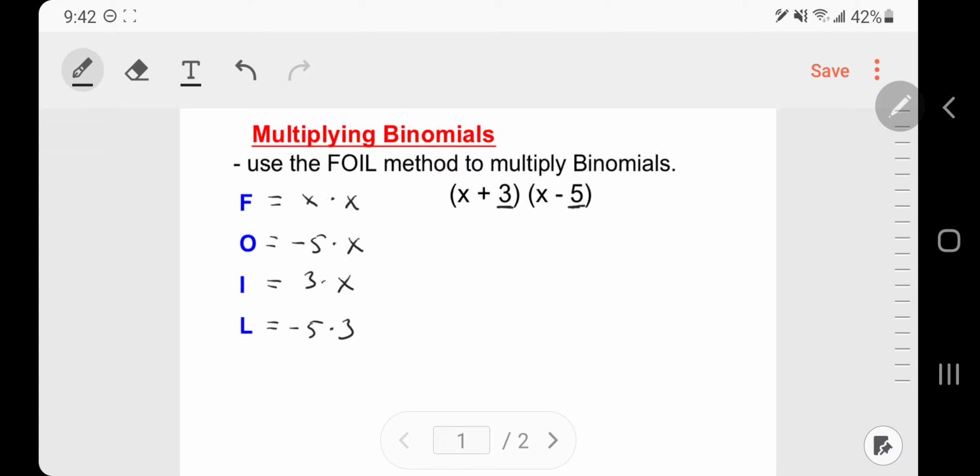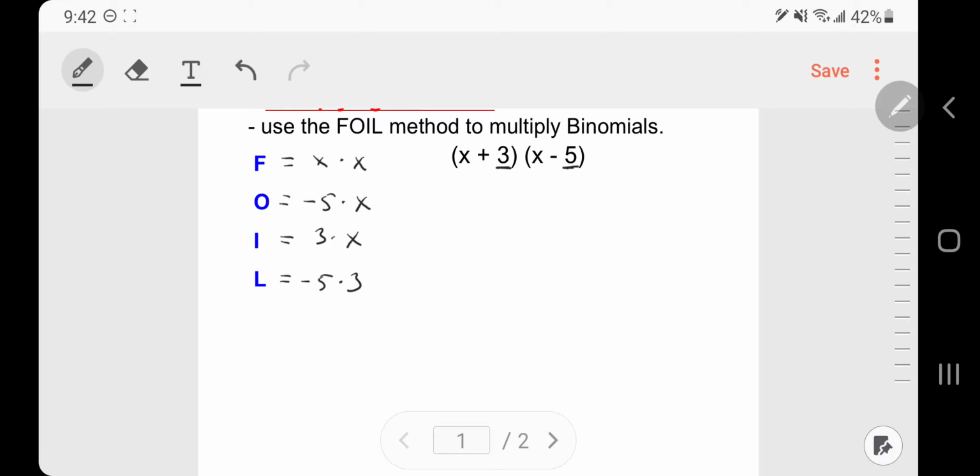Okay, so again, first, outer, inner, last. Now we can write this out. So for our first, we're going to have an outer, an inner, and a last. Our first term is x times x, which is x squared. Our outer terms is -5 times x, which is -5x. Inner terms is 3x, so that's going to be a positive 3x. And the last term is -5 times 3, which is a -15.